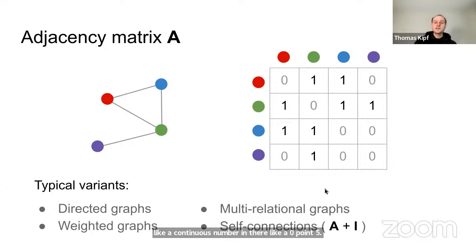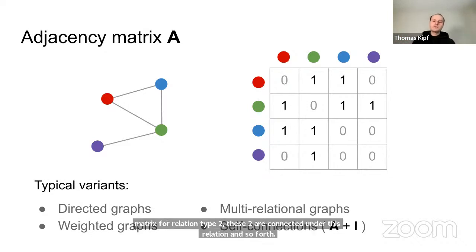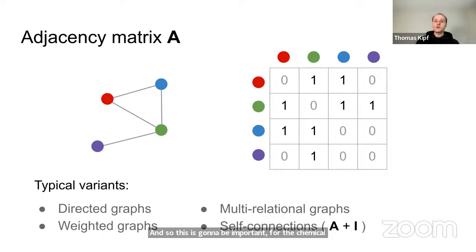But you can also have things like multi-relational graphs where you don't just have a single relation between 2 nodes, but let's say you have multiple adjacency matrices, one for each relation type. And then you can say, okay, adjacency matrix for relation type 1, these 2 are connected. Adjacency matrix for relation type 2, these 2 are connected under this relation, and so forth. And so this is going to be important for, say, chemical molecules where you have different bond types, or knowledge graphs where you have different relation types.